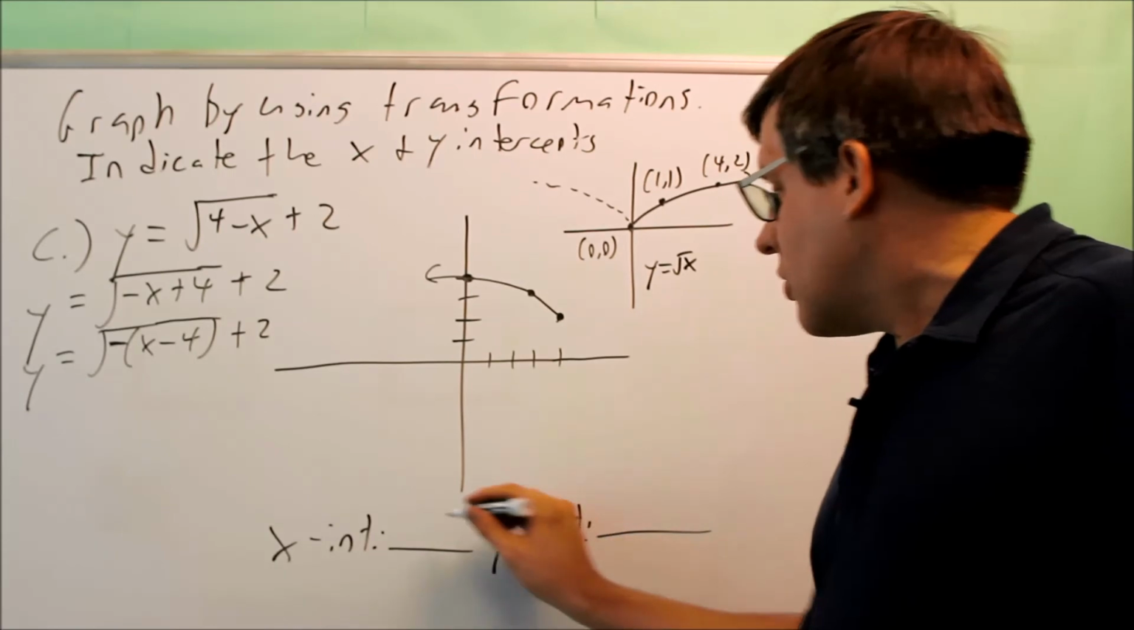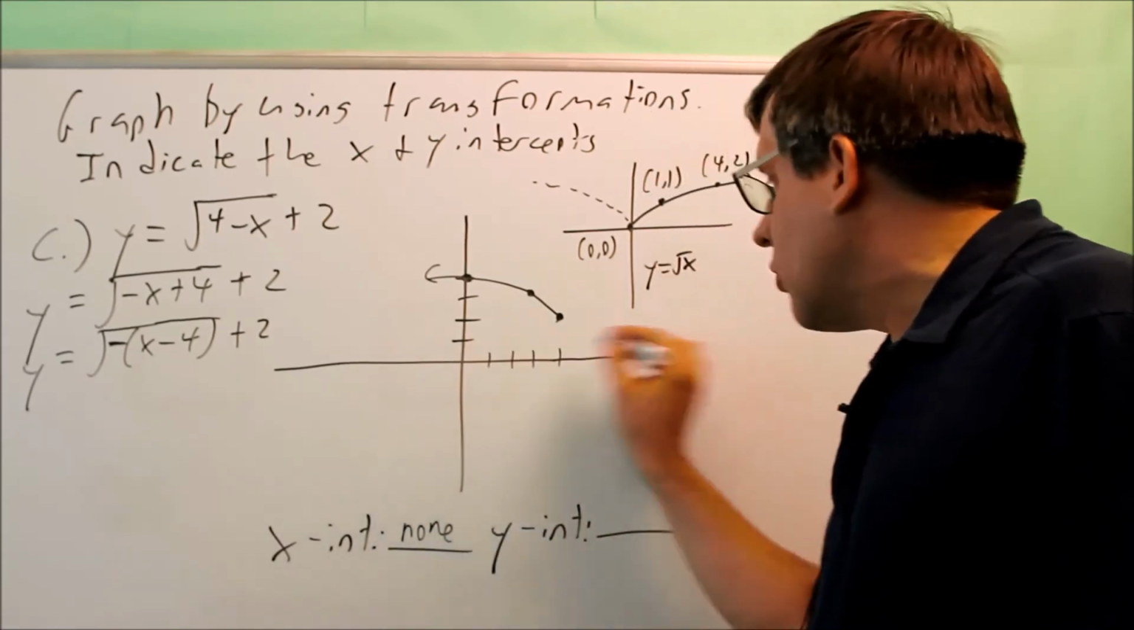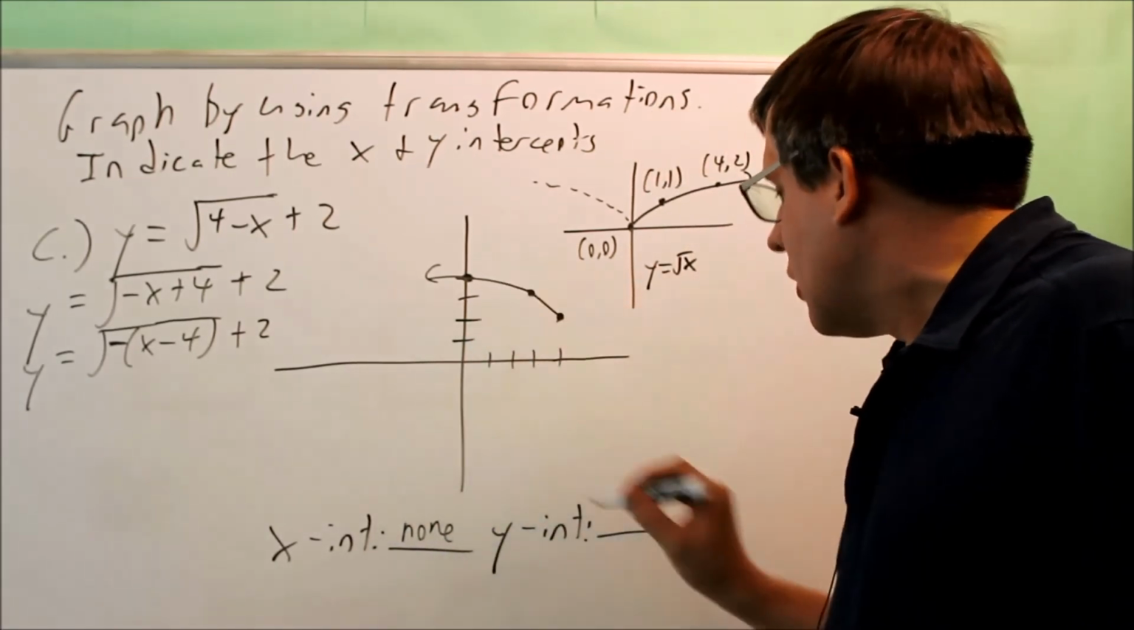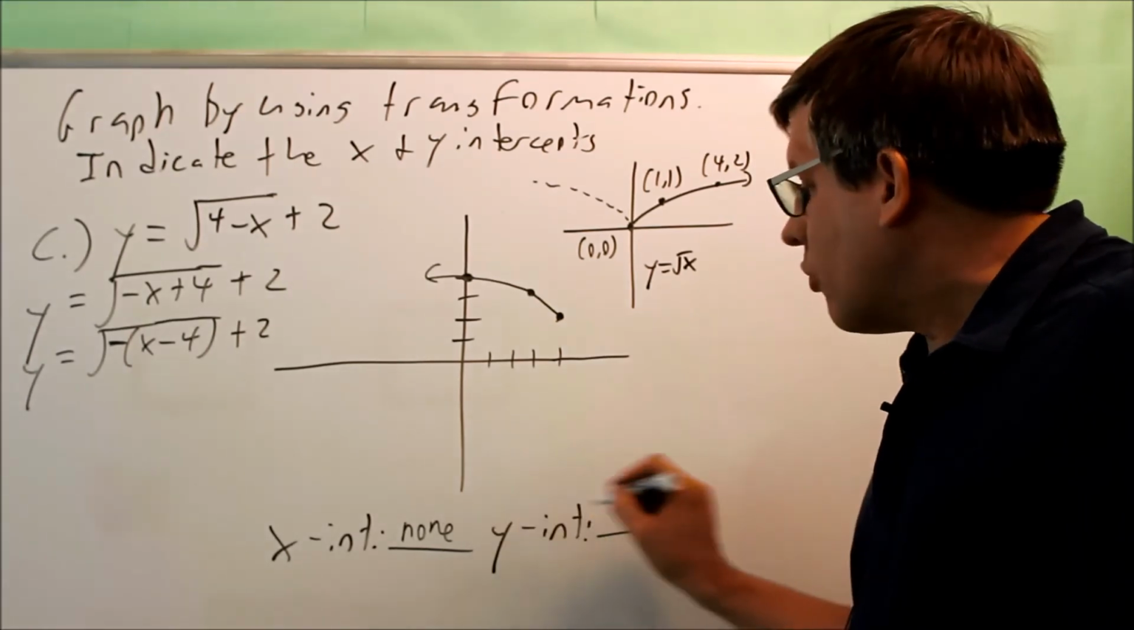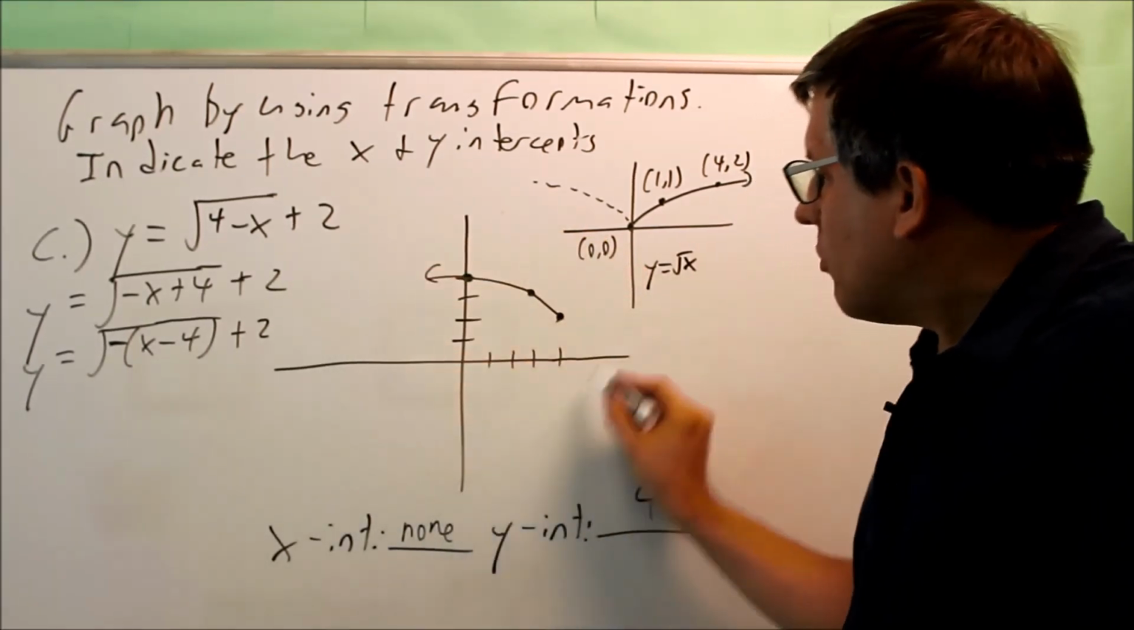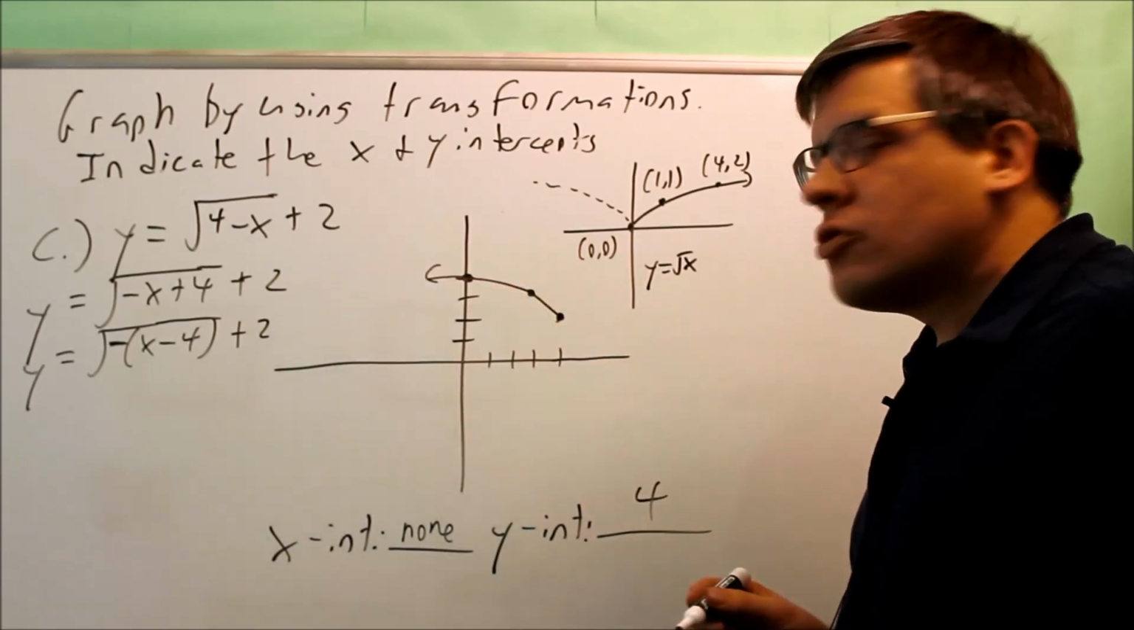The intercepts, x-intercept, none. Doesn't cross anywhere there. The y-intercept, it crosses at 4. So now we have our intercepts. The graph is going to be this one right here. The graph is opening up to the left.